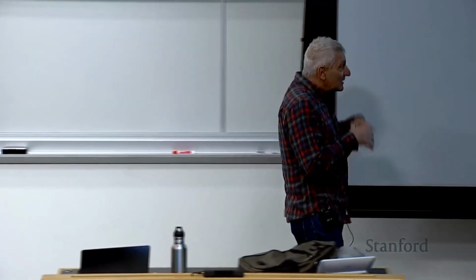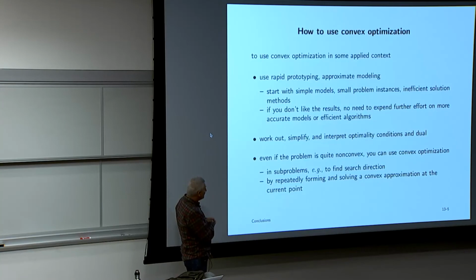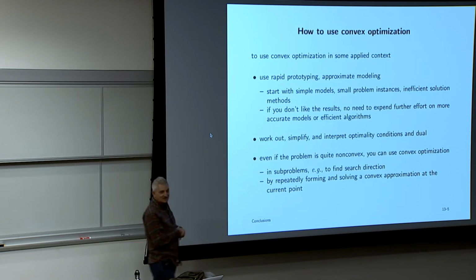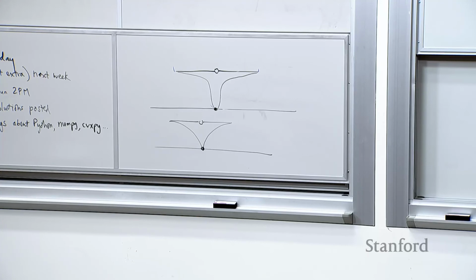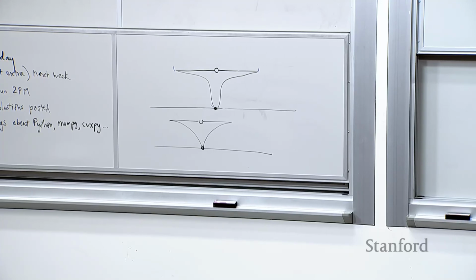So it turns out, once you understand all the convex stuff and are pretty fluent with it, you can do all sorts of crazy stuff, like by repeatedly forming and solving a convex approximation. We actually just did that over here, right? So these are just super good methods to know about.